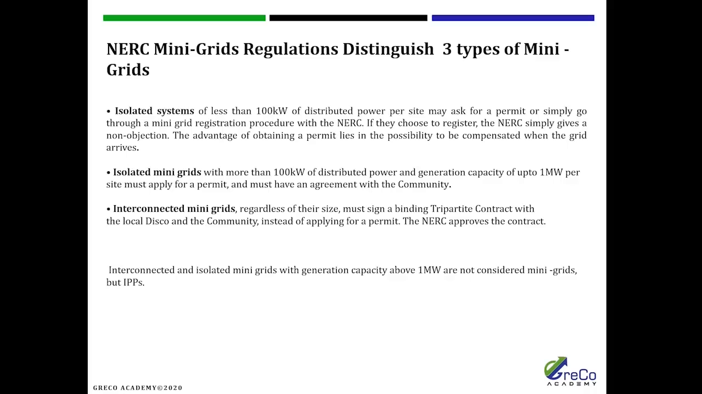Under this mini-grid type, a developer is expected to sign a tripartite contract with the local community and the DISCO that is covering that particular community, state within the federation. And finally, NEC is responsible for the approval of such tripartite contracts.